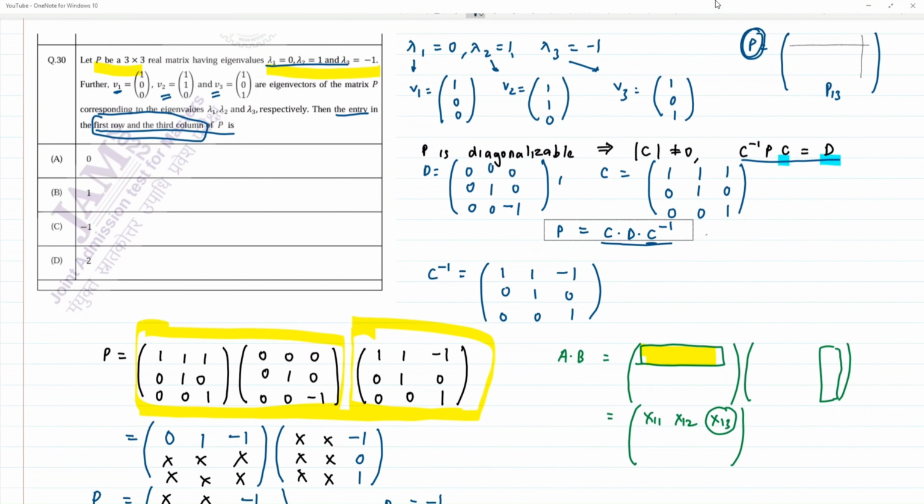Let's go back to the question and look out for the options. So here you can see that option C, negative 1. So this is our correct answer.